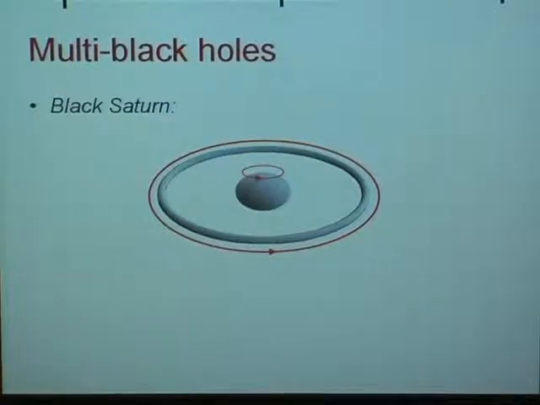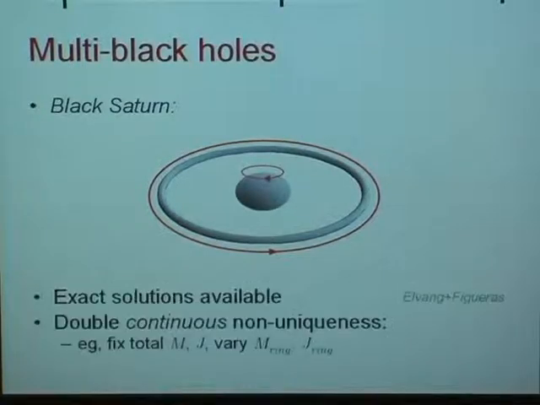The rotating black hole at the center can be rotating in the same sense as the black ring, or it can be counter-rotating. And explicit solutions for these configurations are possible. It's possible to find them fully explicitly. This was done in work by Henriette Elvang and Pau Figueras. In their paper, they studied this configuration in detail.